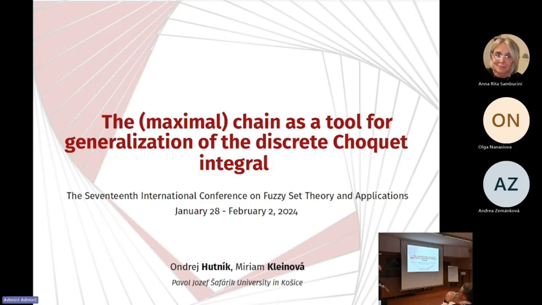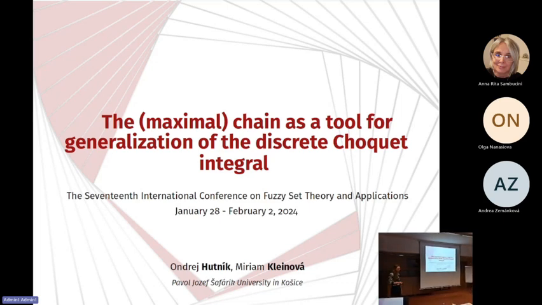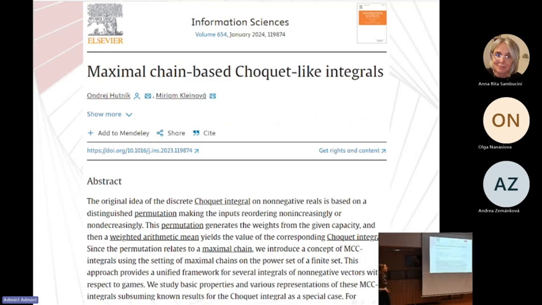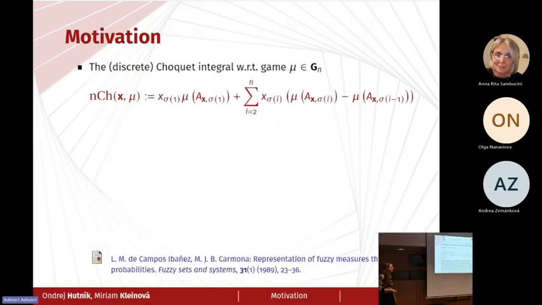Today I will talk about the generalization of the Choquet integral via maximal chains. On this topic, we have worked together with my supervisor, Andrej Hutnik. Most of the discussed results you can see in our recently published article, Maximal Chain-Based Choquet-like Integrals.